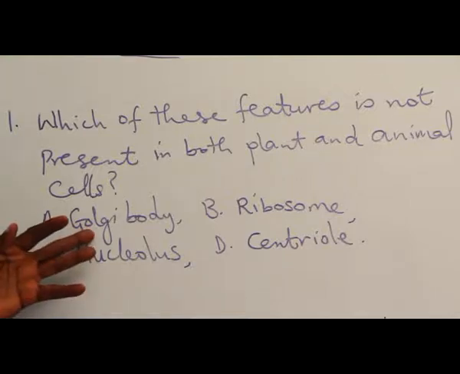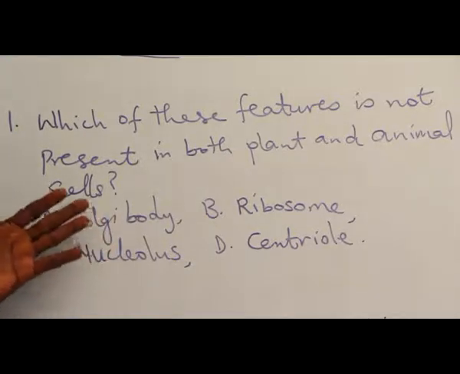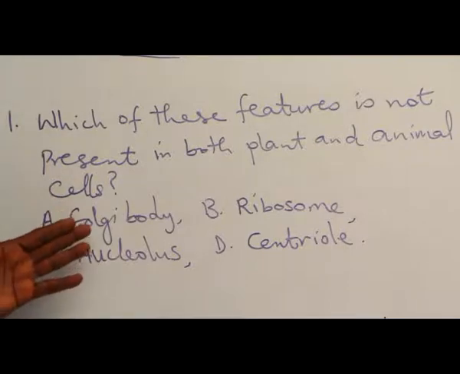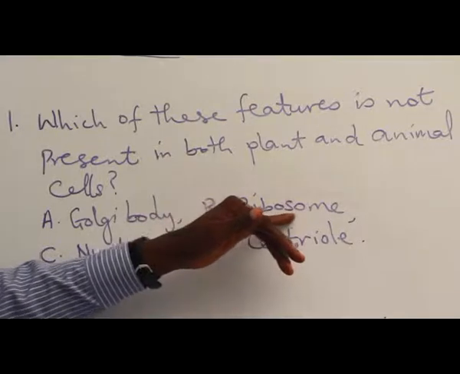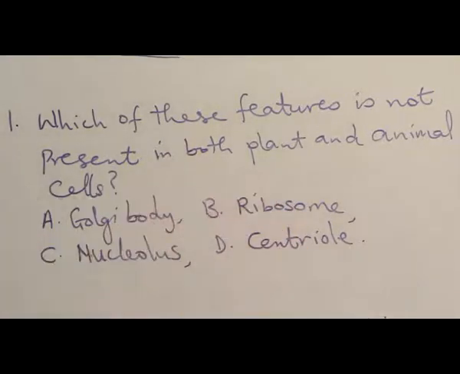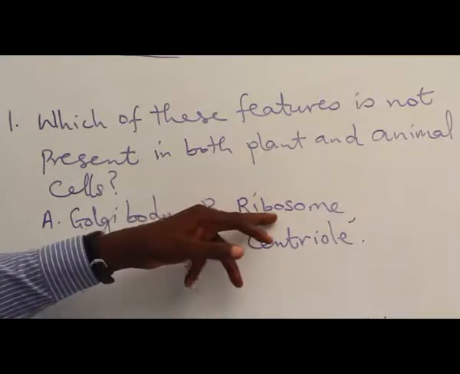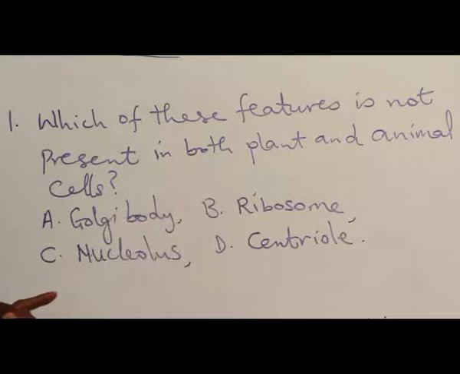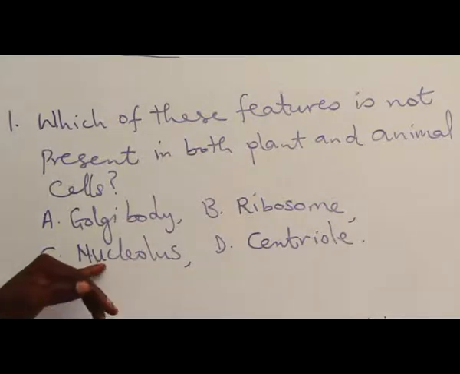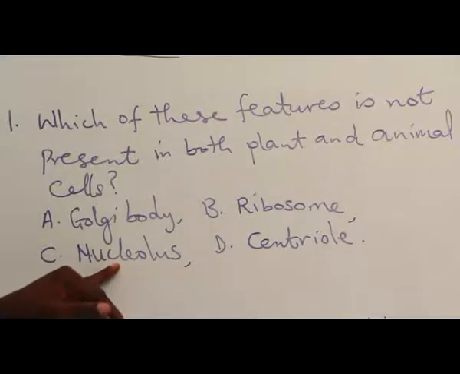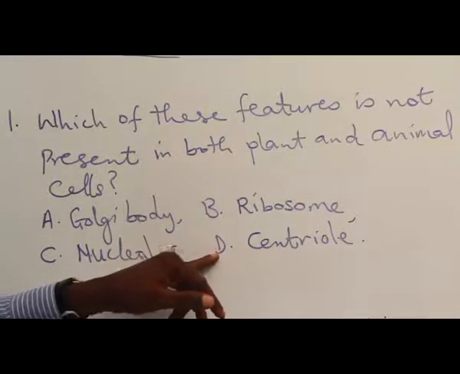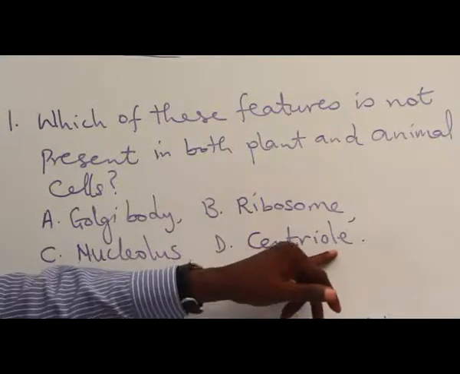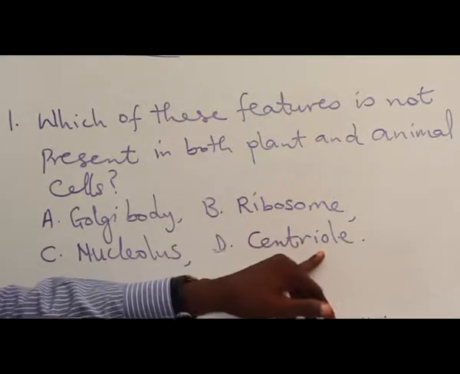Golgi body is present in every cell, used for secretion, packaging, and transporting of synthesized material. Ribosome is present in every cell, attached mostly to endoplasmic reticulum, responsible for protein synthesis in the cell. The nucleus is a dense area of the cell where ribonucleic acids are being produced. Then D, centriole, which controls cell division only in animal cell.